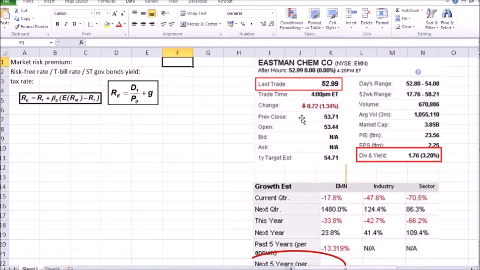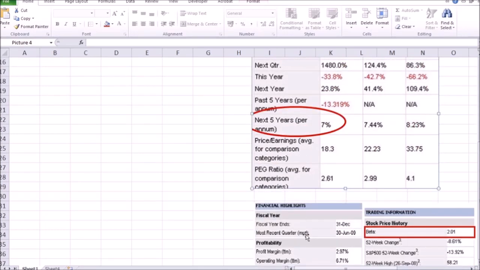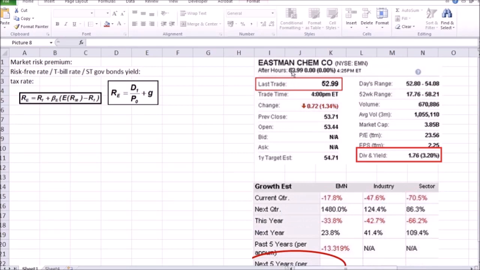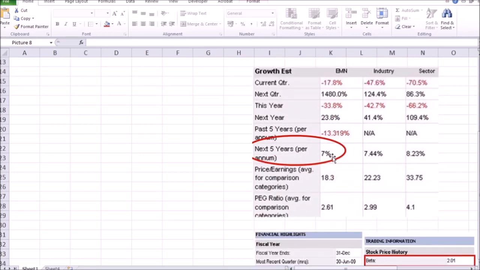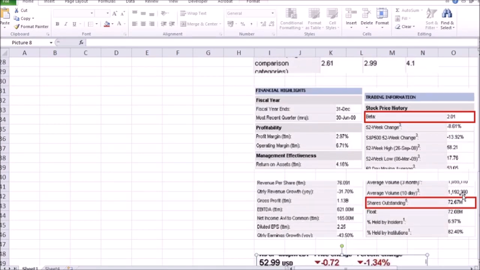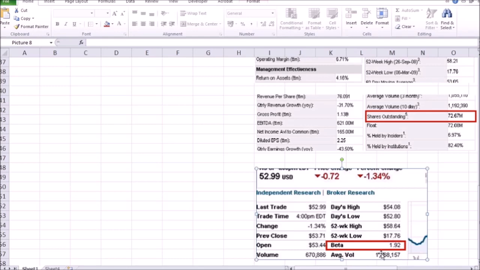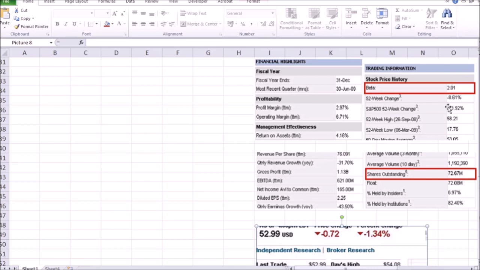So let's say using Yahoo Finance, Google Finance, or other sources that you'd like, you found some information about this Eastman Chemical Company where the stock price right now is, let's say, $52.99. The recent dividend that they paid was $1.76. The dividends are, let's say, expected to grow at 7% per year. And the company has 72,670,000 shares outstanding. Let's say we have a couple of sources for the company beta. Let's take an average between these two sources, either 1.92 or 2.01.